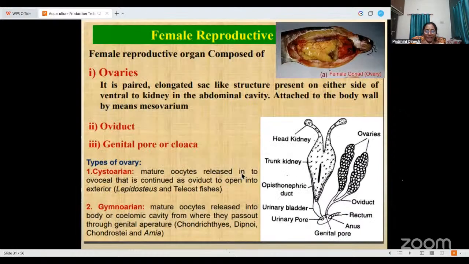So how is the structure? You can see the ovaries. So you have again a pair of ovaries, which open into an oviduct, and that opens into the anus. So when you cut open the fish, you can see these ovaries present in them.